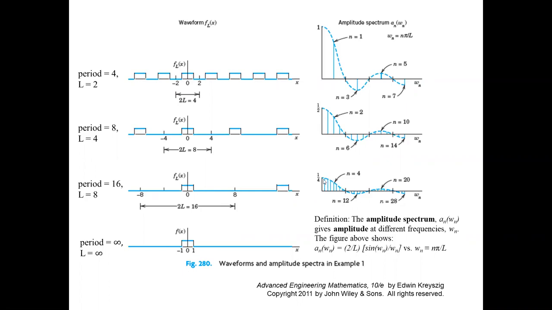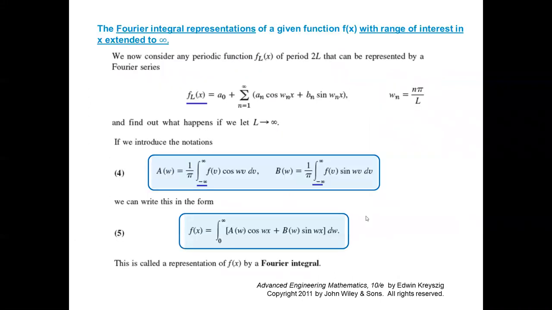we see double the frequency of An in this envelope. But this envelope is going to gradually disappear when we extend the period. So it eventually becomes an integral. So mathematicians have demonstrated that when we take the limit, when we let L approach infinity, keep doubling the period until it reaches infinity, we can represent this periodic function in this integral form. We call it the Fourier integral form.